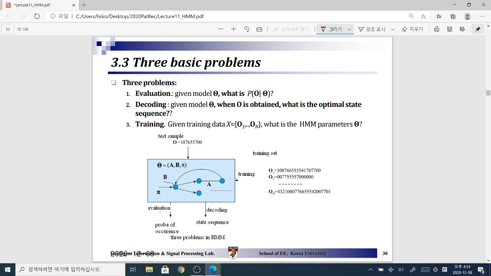So once again, let us remind ourselves that we have three basic problems for HMM. One is the evaluation, that is, given an observation sequence, what is the probability of that observation sequence? Decoding is that given the model and also given the observation sequence, what is the optimal state sequence? And third is the training. So given the training data, what are the HMM parameters? So this will be the training process.